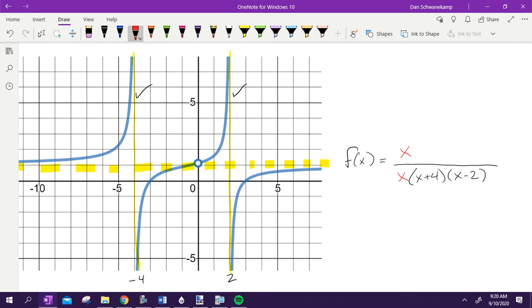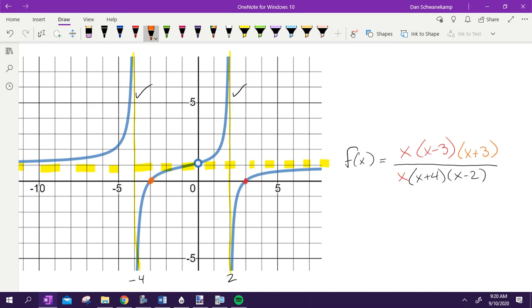Cool. We got that. Sam, what's something else I need here? An x-intercept. I've got an x-intercept at 3. How am I going to get an x-intercept at 3? x minus 3 on top. Wonderful. Sam, what else do I need here? Good, x plus 3. So we're talking about that spot right there. We got that as well.